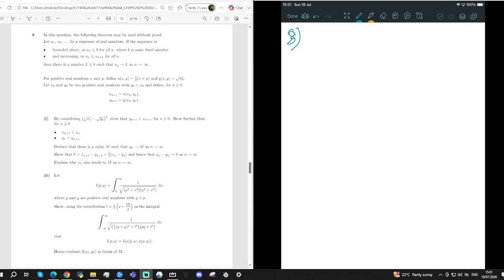So let's have a look at question 8. Quite a long question. It's covering the whole page, and it starts with a theorem. Let U1, U2 be a sequence of numbers. If the sequence is bounded above, i.e. every term is smaller than some fixed value, and it's increasing, then there is a number L less than or equal to that bounded above value, such that the Un tend towards that L as n tends to infinity.